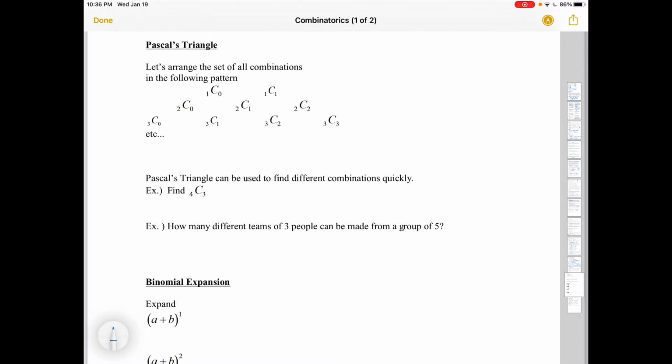In this one we're looking at something called Pascal's triangle. So far we've looked at the fundamental counting principle, factorial notation, permutations and combinations, and sneaky questions that might come up around those ideas.